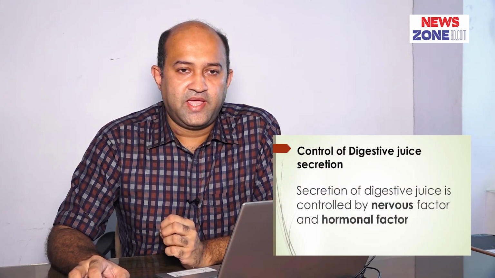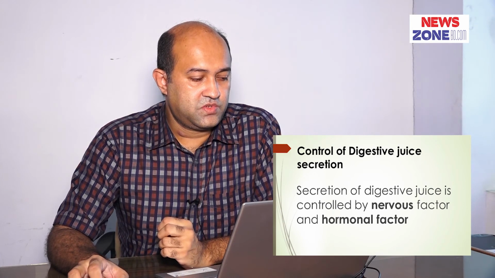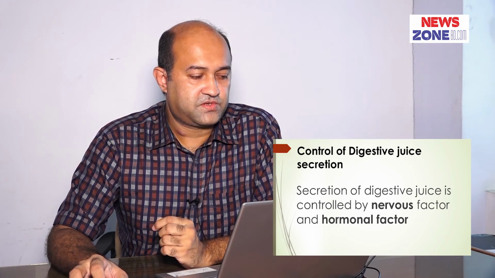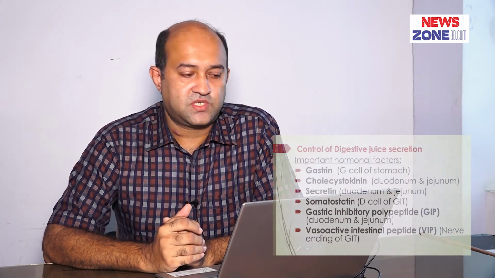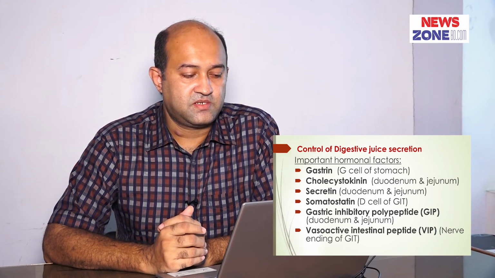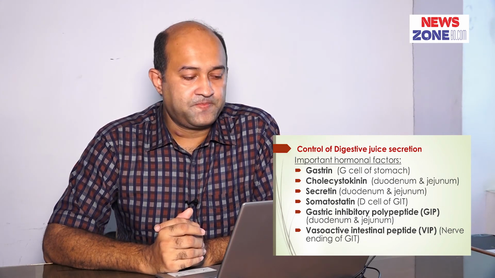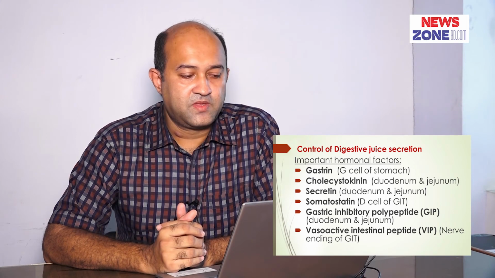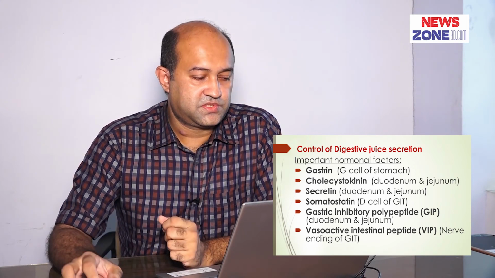So these are all the digestive juices available in our digestive tract, and the release is controlled by nervous factors and hormonal factors. We will briefly talk about the hormonal factors here. The hormonal factors of these digestive juices are gastrin, cholecystokinin, secretin, somatostatin, gastric inhibitory polypeptide, and vasoactive intestinal peptide, and these are called local hormones of the GIT.